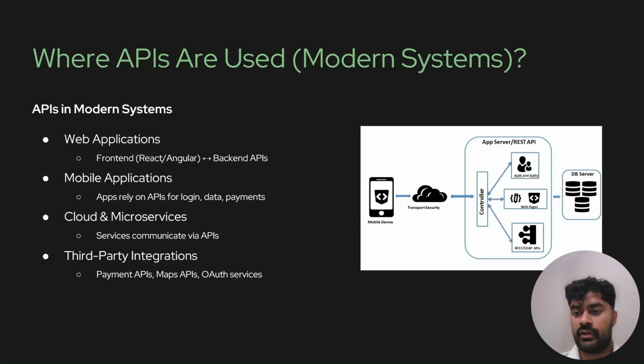APIs are used everywhere in modern software systems. In web applications, they connect the front-end interface to the back-end services. In mobile apps, almost every action like logging in, loading content, or making a payment relies on an API. In cloud environments, microservices communicate with each other using APIs. And APIs are also used to integrate third-party services like payment systems, maps, or authentication providers. So essentially, APIs are the backbone of how modern applications function.